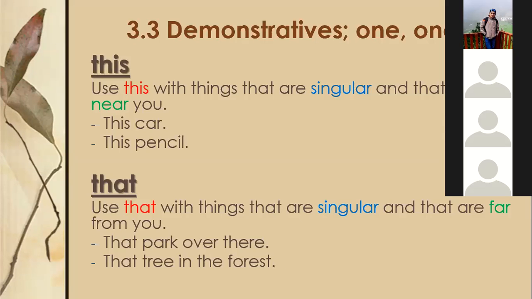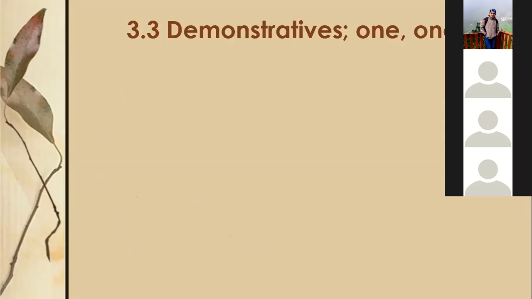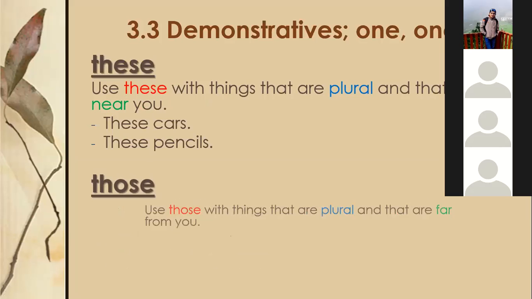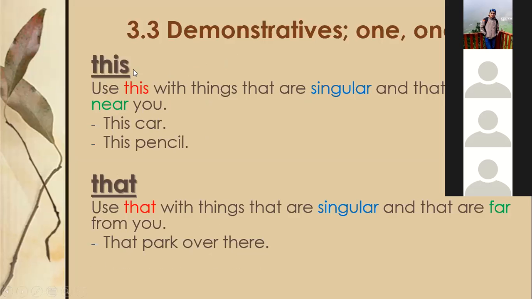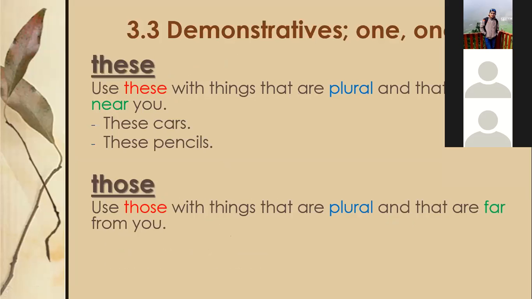This singular, that singular. These plural, those plural. Listen to the pronunciation. These, those, right? Plural. And this with S, this singular. And that with singular, right? This is close, near, cerca. That is far, distant, right? This is near, cerca. And those, lejos, right? Understand?